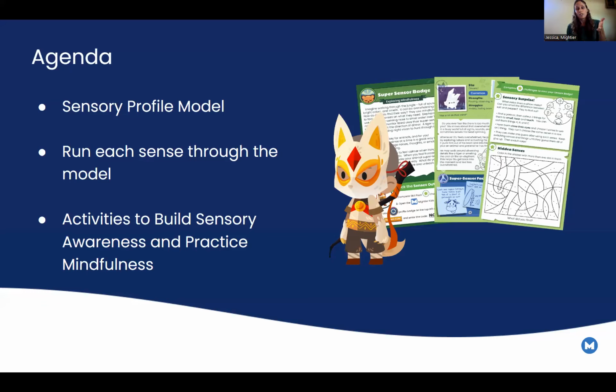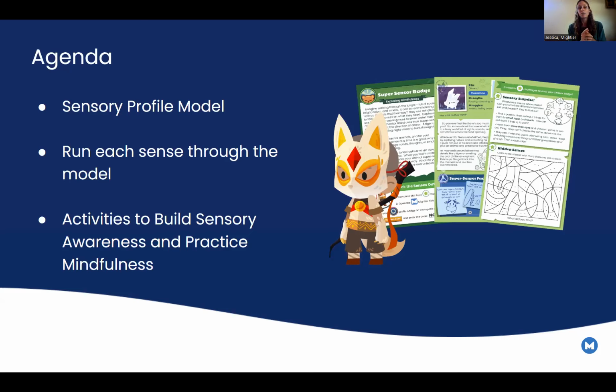Our agenda for today, we are going to look specifically at the commonly referenced sensory profile model. We're going to really dig into this and understand the quadrants and how this might apply for your child and for yourself. If you are a Mightier family, you know that everything we do is for kids and for their caregivers, right? It's so important that as you help your child build emotional awareness, that you're doing this alongside them to provide some modeling, but also to give you a frame of reference.